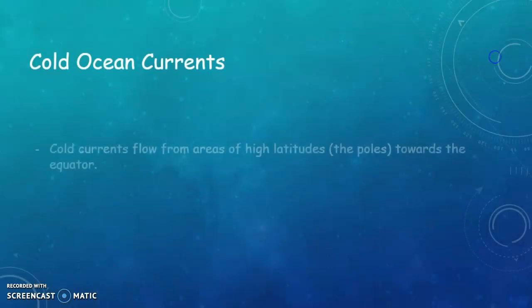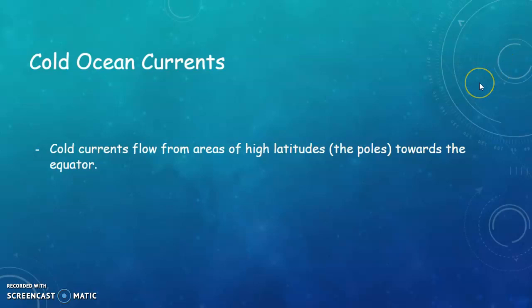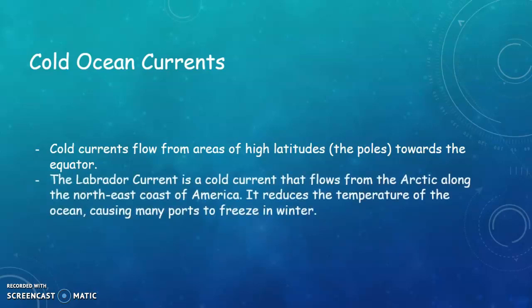So cold ocean currents flow from areas of high latitudes. So you're talking about from the poles, the Arctic and the Antarctic, towards the equator. So you're thinking about polar ice caps melting and that cold water flowing from those areas towards the equator. The Labrador Current, that's really the only one that I want you to know the name of, is a cold current that flows from the Arctic along the northeast coast of America.